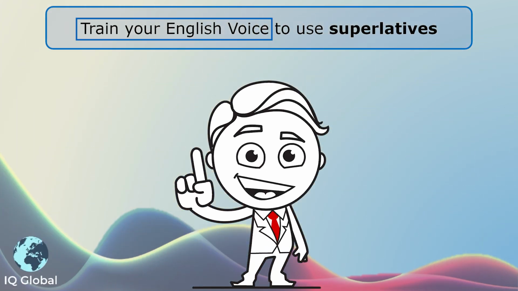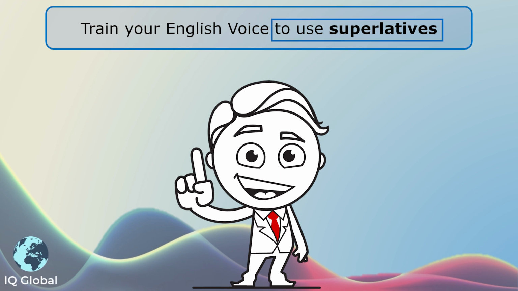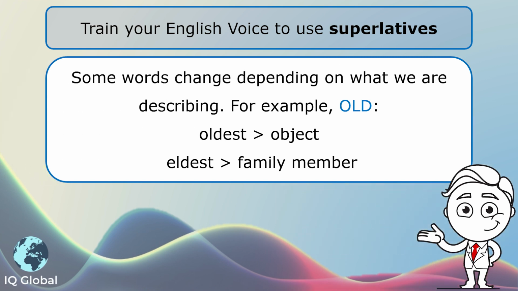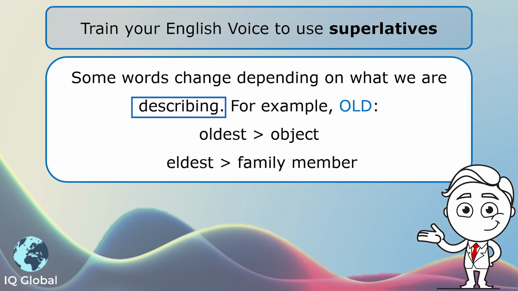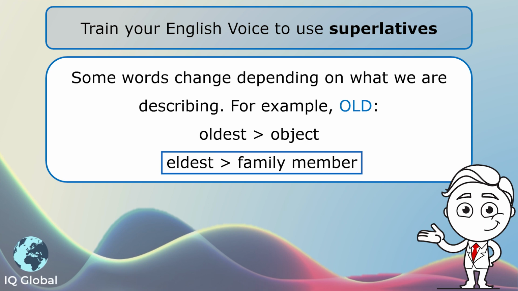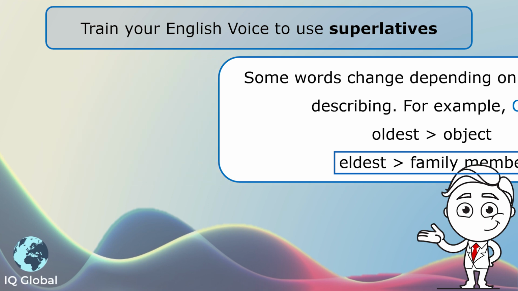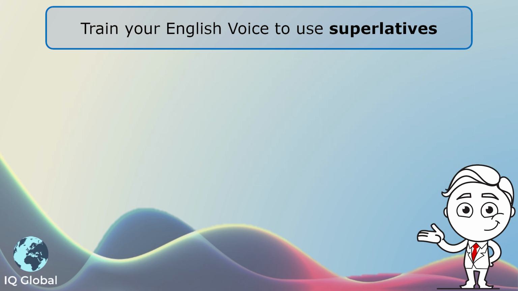Today we are going to train your English voice to use superlatives. Some words change depending on what we are describing. For example, let's take a look at the word old. We use the superlative oldest if we are describing an object, but we use the superlative eldest if we are describing a family member. Let's have a look at the sentence examples.